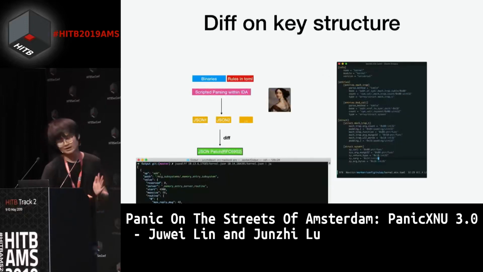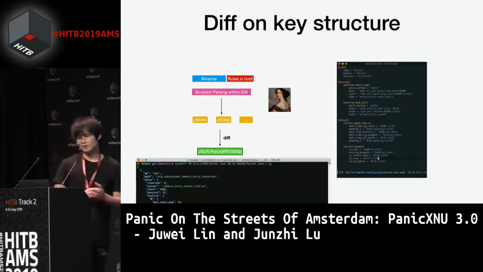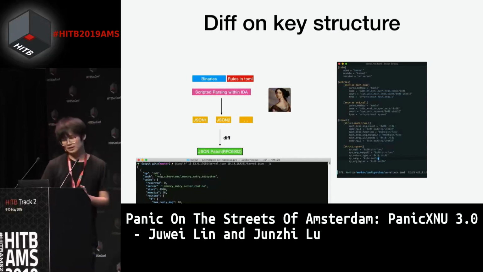So how do we do that? We are collecting binaries from different machines, and we have rules in Tomo language. We also write a script in Ida to pass in these binaries and rules so that we can produce different JSON files. By diffing these JSON files, we can get what has been changed in these different versions.